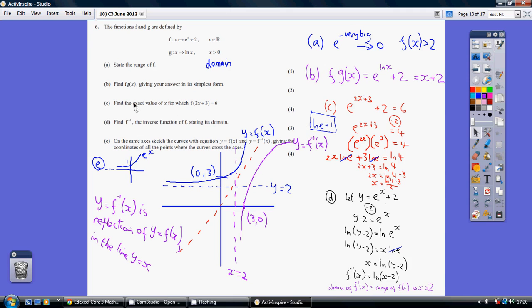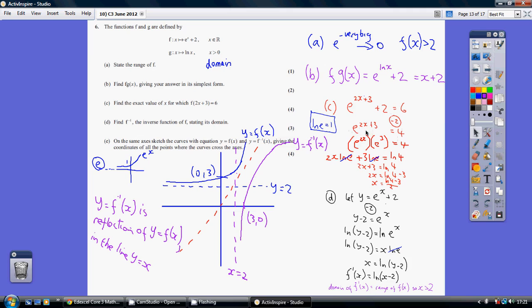Now for part C, find the exact value of x for which f of 2x plus 3 equals 6. So this is the function f of x equals e to the power of x plus 2. So we're saying if we substitute 2x plus 3 into this x value, it equals 6. So e to the 2x plus 3, plus 2, equals 6. We'll take away 2 from both sides, which gives us this.